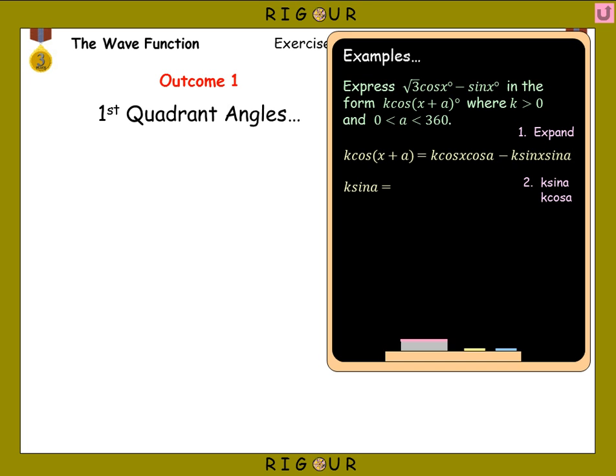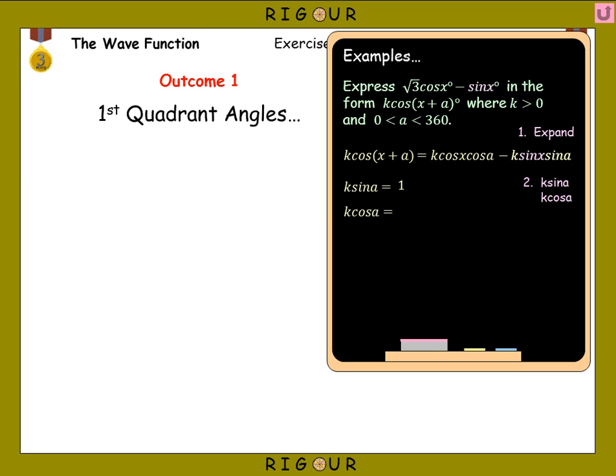So if we focus on k sin a first of all, we look for it in our expansion. k sin a is in the second bit of the expansion, and we highlight or underline everything that's not the k sin a. In this particular case we underline, or colour, sin x, and we look for the corresponding sin x in the original expression. So k sin a is going to equal 1, because as you can see the two negative signs cancel each other out.